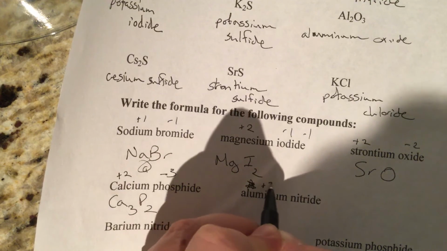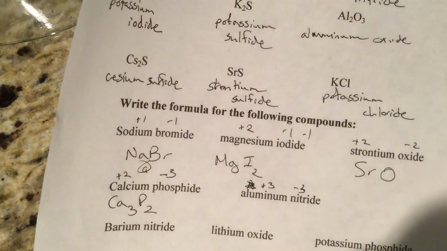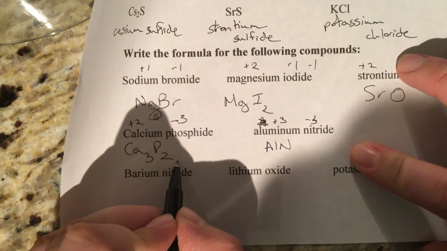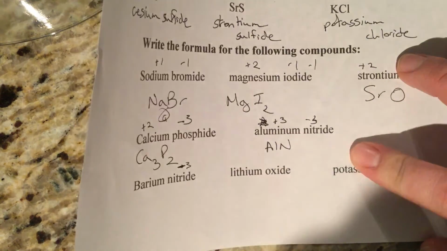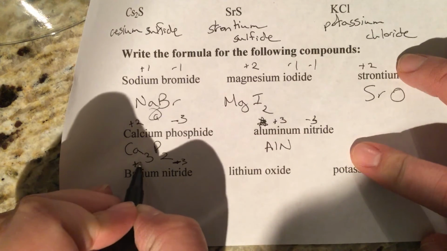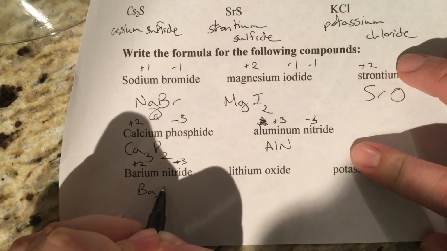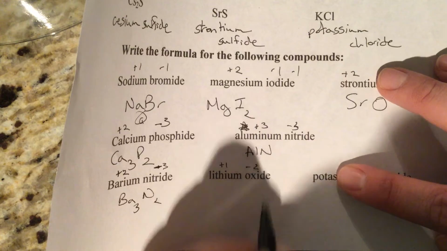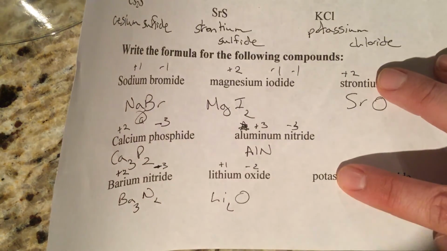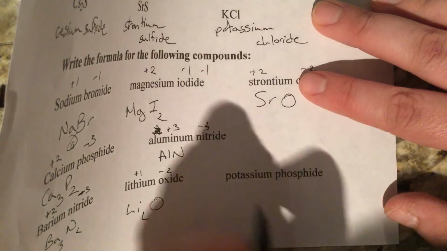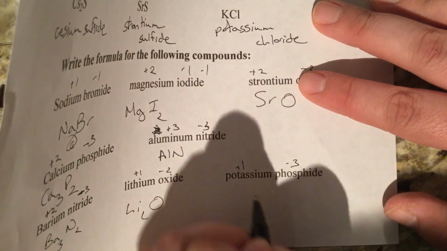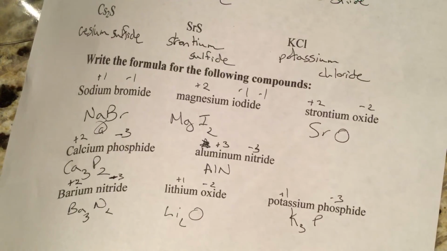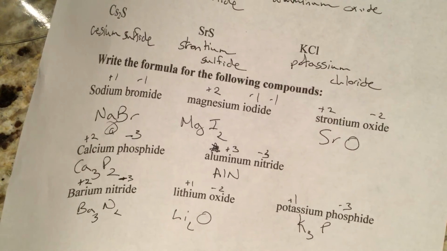Aluminum is a +3. Nitrogen is a -3. AlN. Barium nitride. Nitrogen is a -3. Barium's a +2. Ba3N2. +1, -2. Li2O. And lastly, potassium +1, phosphorus -3, K3P. Now, I know that's fast, okay, but at least you have somewhat of an idea.